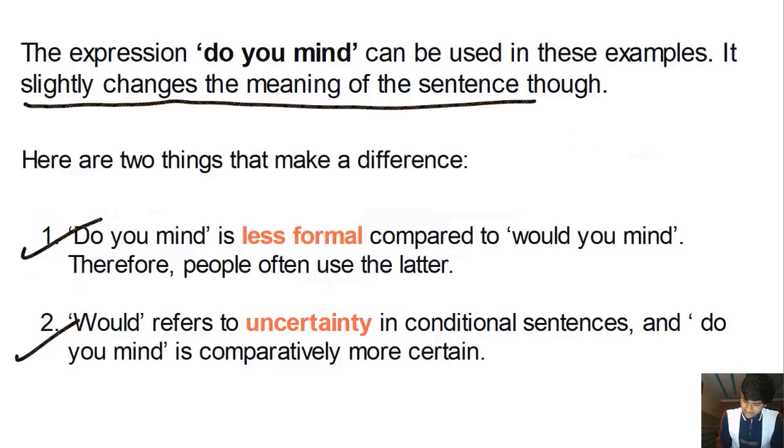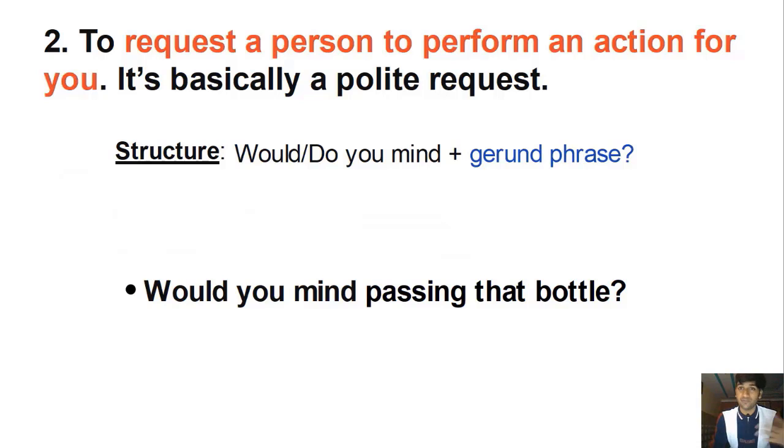Now, let's move on to the second situation, which is to request a person to perform an action for you. This is completely different. Now, if you want a person to perform an action for you, this is the structure you use. You start the sentence with "would you mind" or "do you mind," followed by a gerund phrase. "Would you mind" is more common here. You can also say "do you mind," followed by a gerund and its object or modifier.